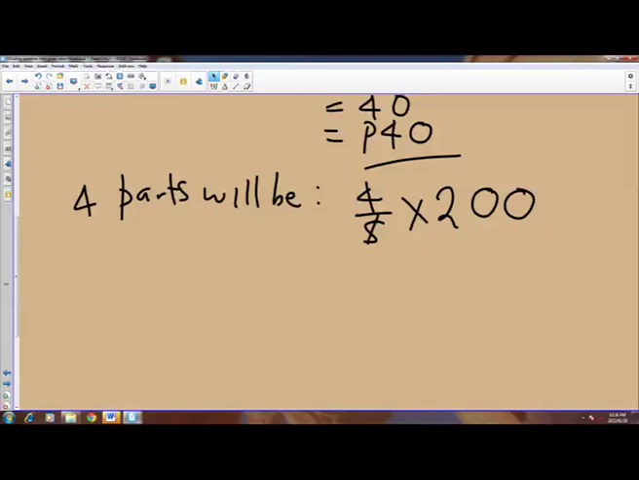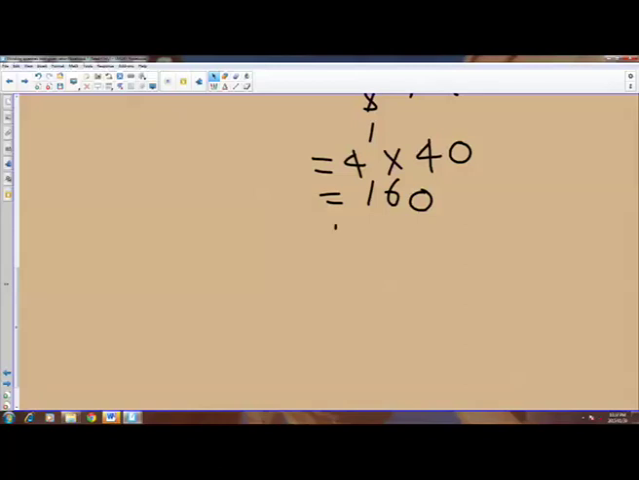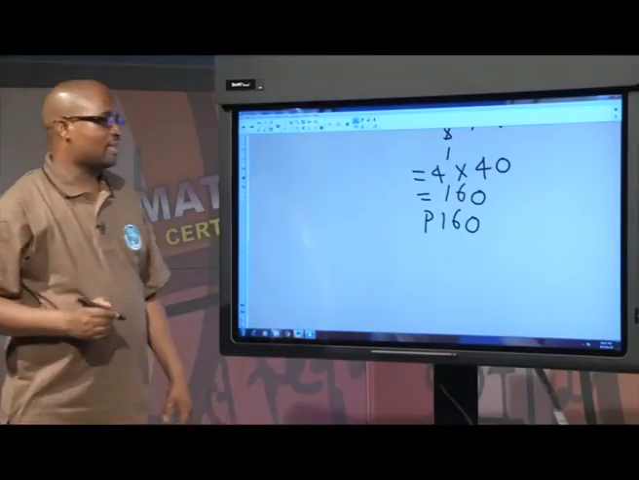5 into 5 is 1. 5 into 20 is 4. And then 5 into 0 is 0. We now have 4 times 40. Now, what is 4 times 40? 4 times 0 is 0. 4 times 4 is 16. So this is 160 pula. So our answer is 160 pula. So the 4 parts will get 160 pula.